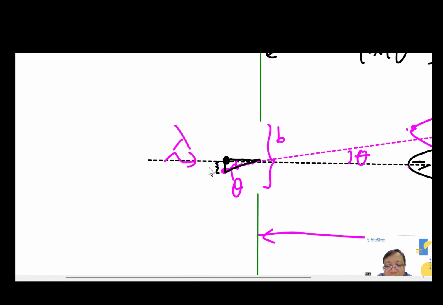So this distance is, let's call it x. X is the distance between two objects that are very close. This W is the distance between the lens and the object, okay? And this is theta. So you can say tangent theta is actually equivalent to x over W.